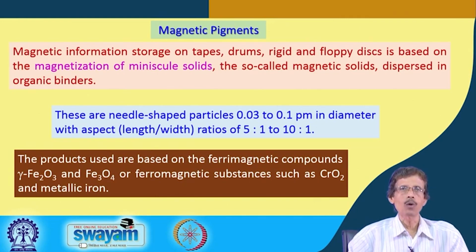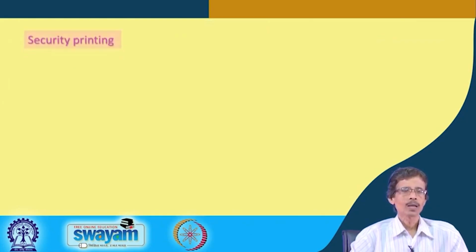Already we know how we can produce the gamma variety of ferric oxide, or ferrosoferric oxide, the hematite ore type of thing, Fe3O4, or other ferromagnetic substances like chromium oxide CrO2, which is in the tetravalent state, and metallic iron particles. These are ferrimagnetic compounds, and those are very useful for giving you these magnetic pigments.